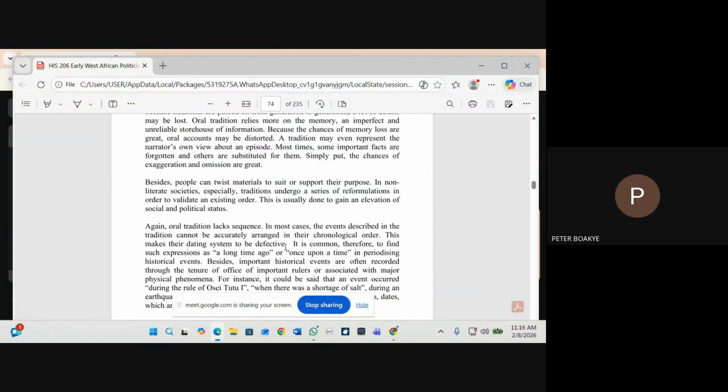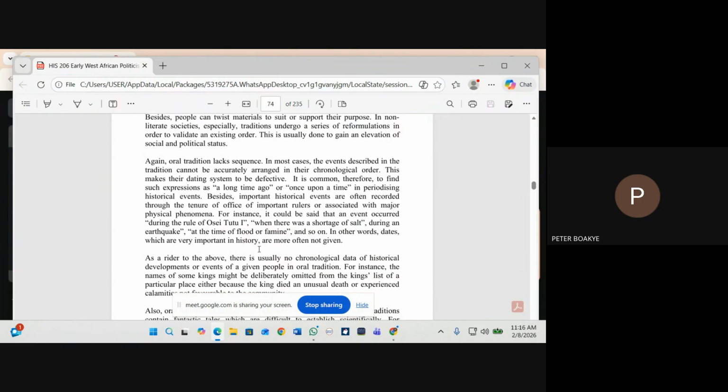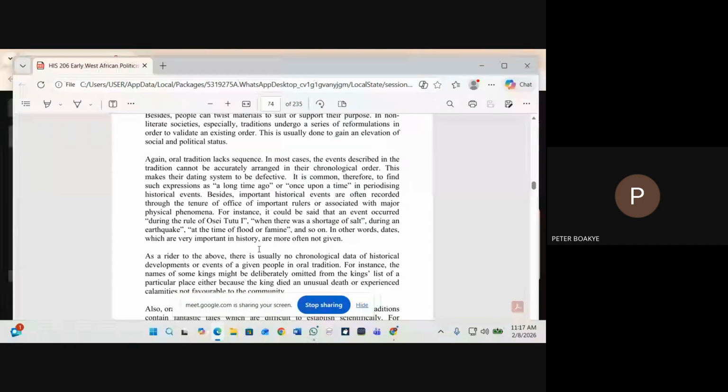So they will be associating certain natural phenomena to certain events, because they cannot say that it took place on this date and so and so forth. It is common, therefore, to find such expressions as a long time ago or once upon a time in periodizing historical events. Again, important historical events are often recorded through the tenure of office of important rulers or associated with major physical phenomena.